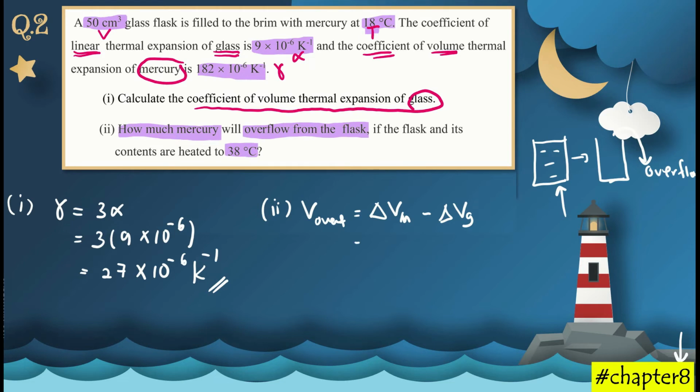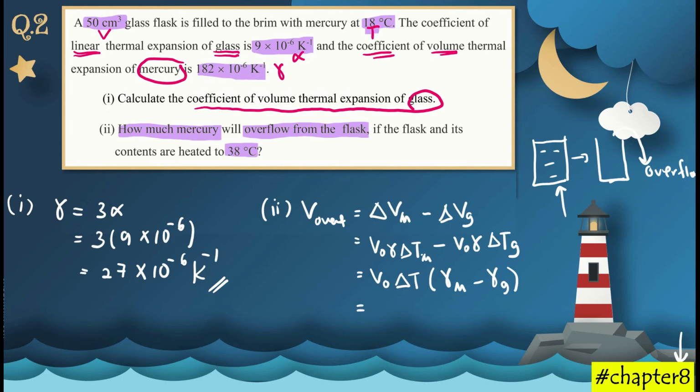Okay, so now we expand the equation. Basically the equation is V naught gamma delta T for mercury minus V naught gamma delta T for glass. We know that the value of V naught for both mercury and glass are the same, and also the value for delta T are the same. So we can factorize. The equation becomes gamma mercury minus gamma glass.